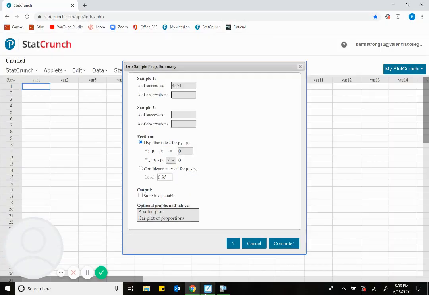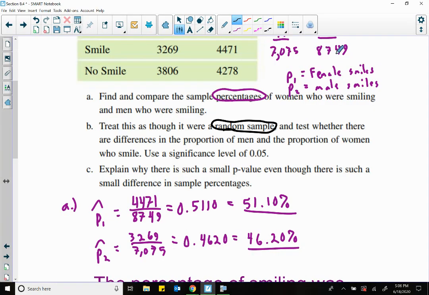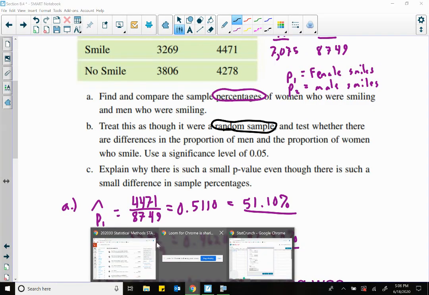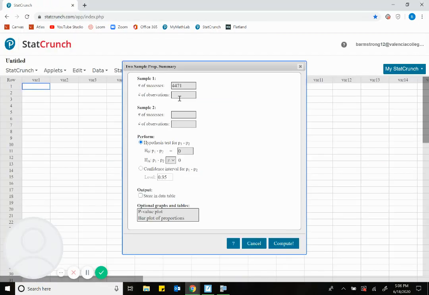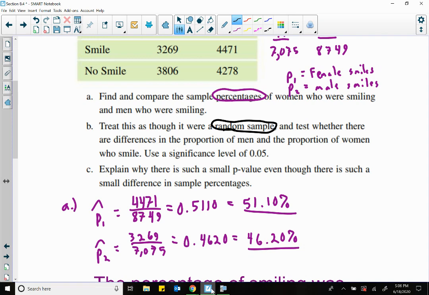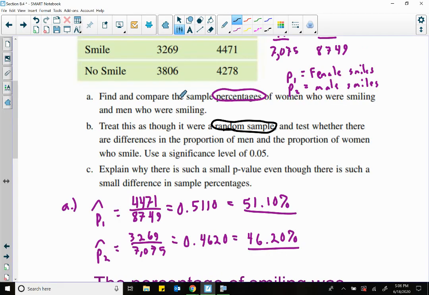Wrong file. Uh-oh. Okay, we're okay. Which was 8,749. Oh, I see what happened. It pulled it out. 8,000, and I've already forgotten the number because I just got confused. 8,749. There we go. And the men was 3,269.